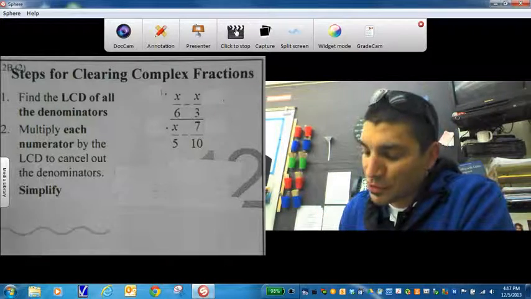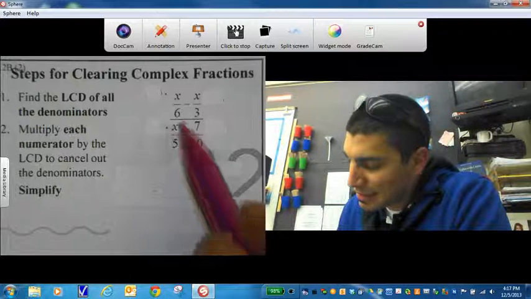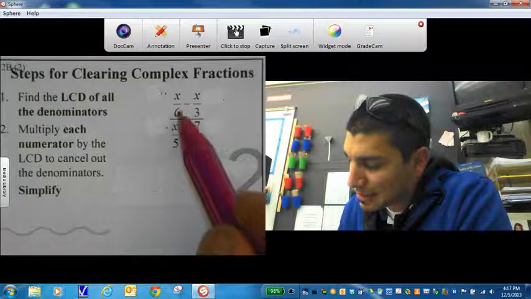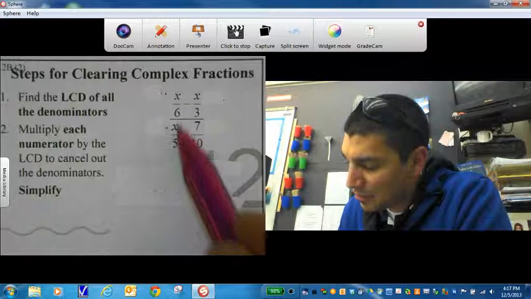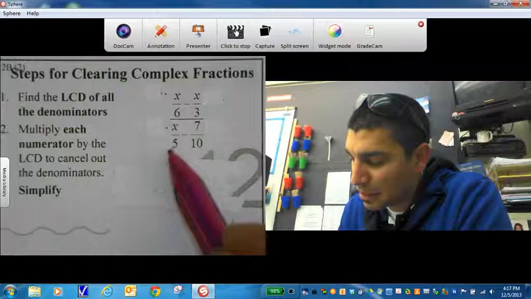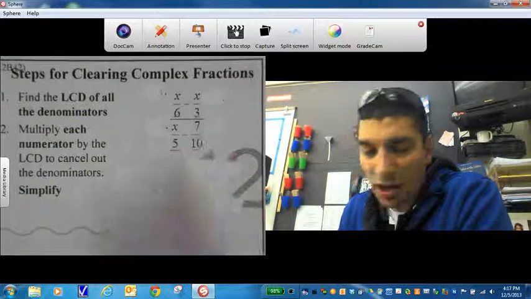First thing I do is find the LCD. What's the LCD? Let's see, 6 and 3. 3 can go into 6. 6 can go into, 5 can't go. I look at all these denominators. Let me underline them so you know. I'm looking at all the little denominators.